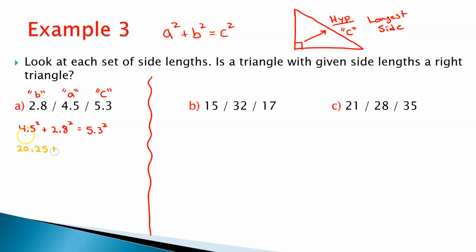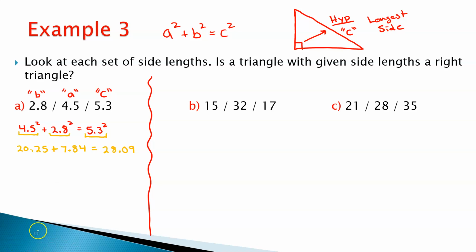20.25 plus, all right, so I did that section there. Let's do the 2.8 times 2.8. Careful, I almost did plus. We get 7.84. And this is equal to, what's 5.3 squared? 5.3 times 5.3. That gives me 28.09. And again, you're not finding anything.